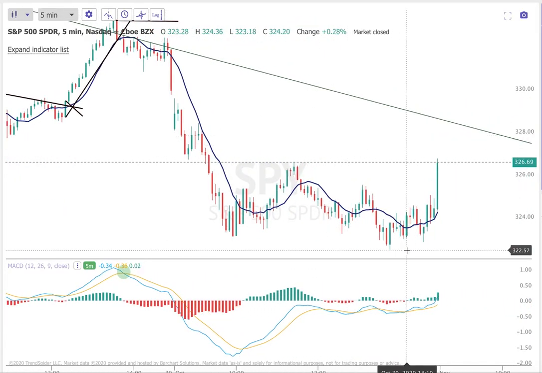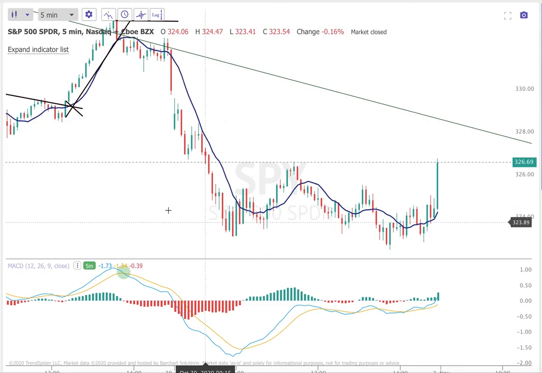If you remember, on Friday I said, hey, we're setting up here for a potential run into the close. Why did I say that? Well, because we had a double bottom right here, this one, and right here. So double bottom with MACD heading up and price starting to close above 10 SMA, and that's exactly what happened into the close. We ran into the close.